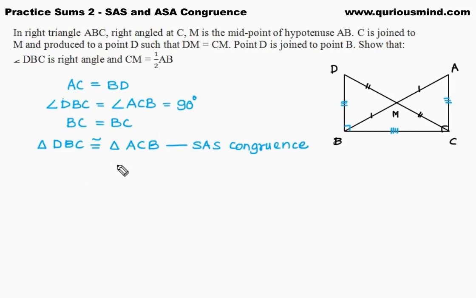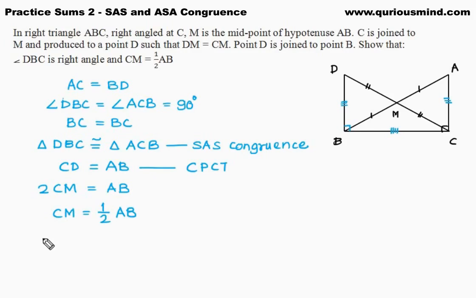Once the triangles are congruent, we know their corresponding parts are also congruent. That means CD is equal to AB. But we know CD is 2 times CM because CM and DM are equal. So CD is 2 times CM. And solving this, we get CM is half of AB. That is what we wanted to prove.